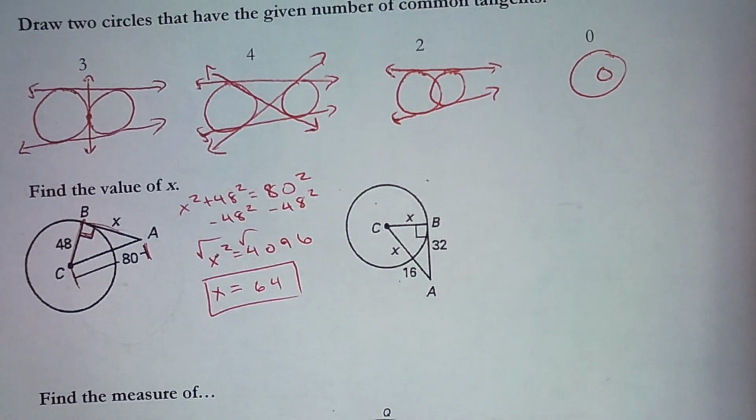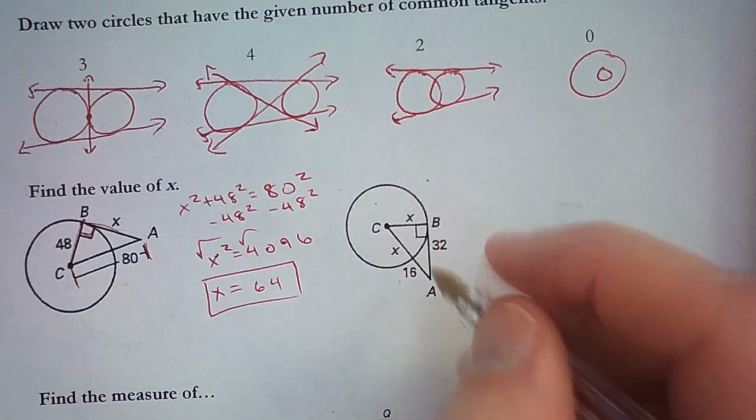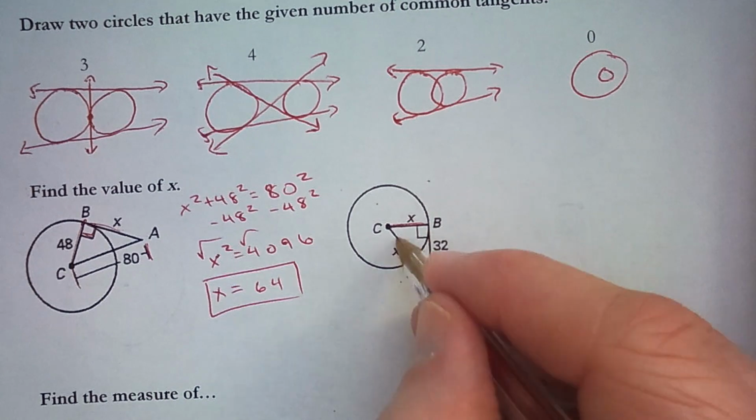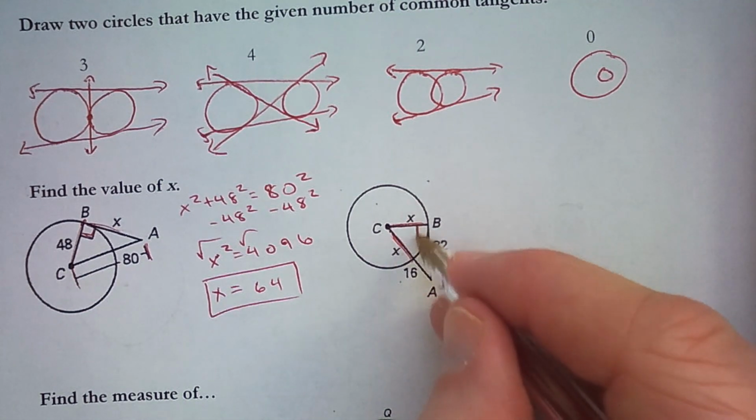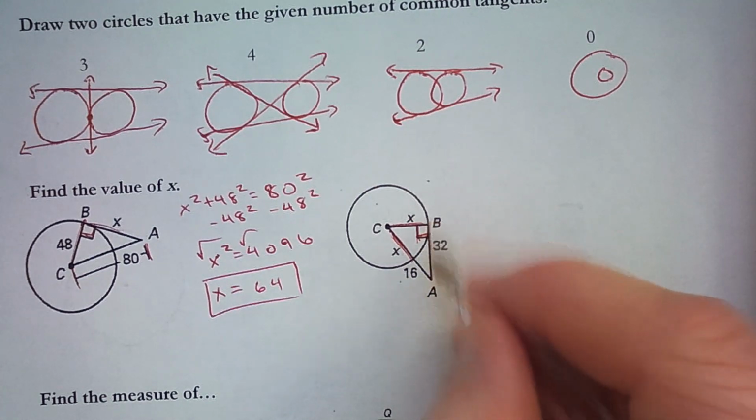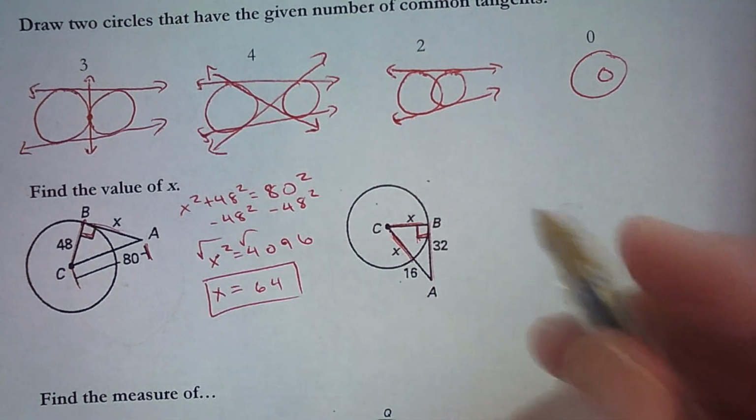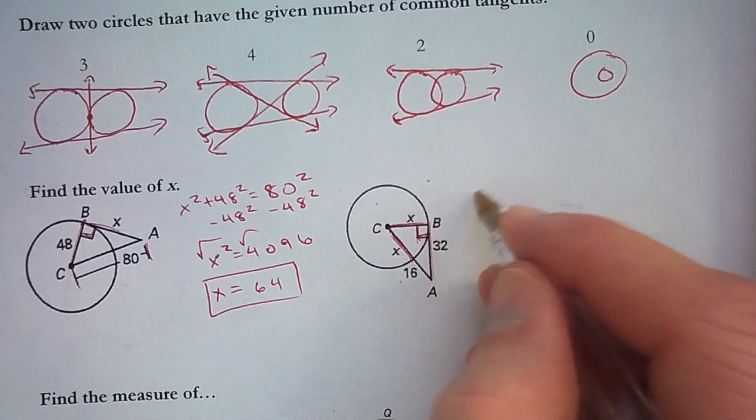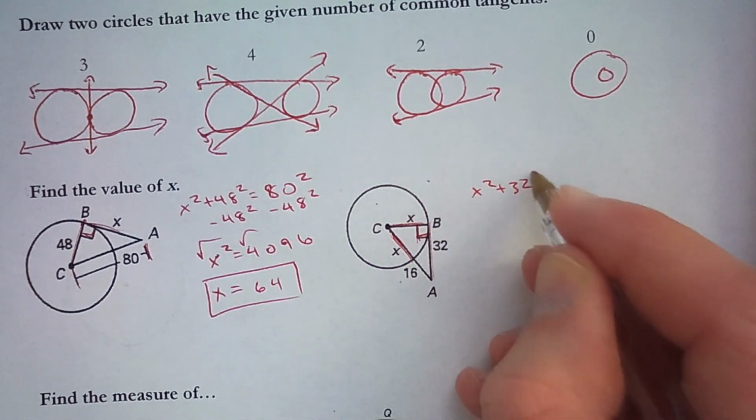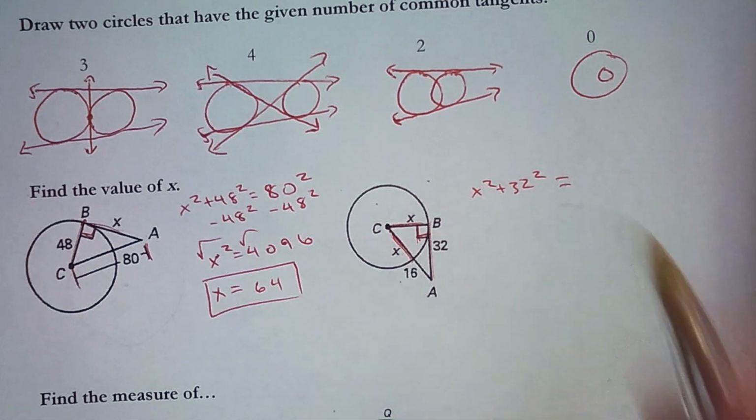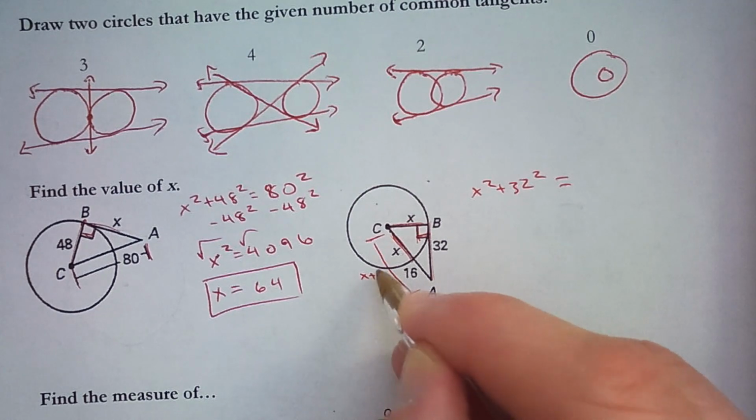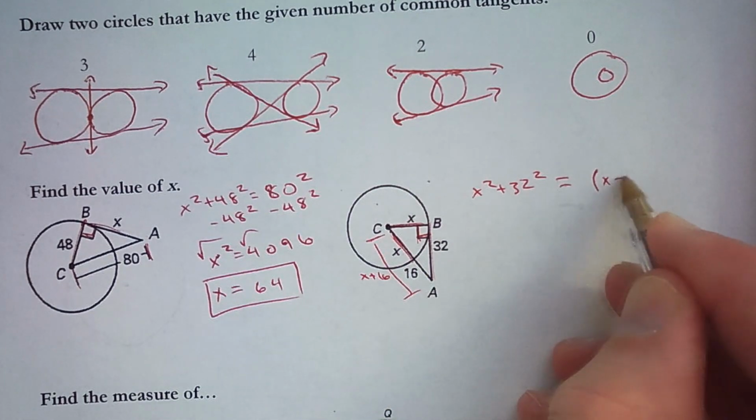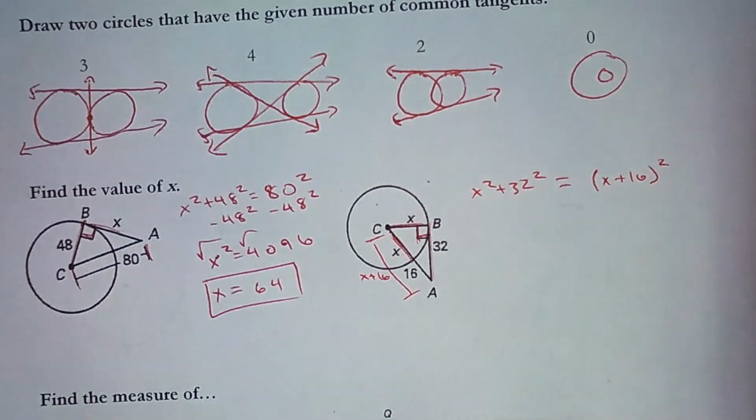Okay, then our last tangent problem, we are once again finding the value of x here, where x is a radius, and we've got another x here that is also a radius. So these will be the same, and it is perpendicular to AB, so that means AB is a tangent. Okay, so we have the 2 legs, x squared plus 32 squared, and that is equal to the hypotenuse, which is x plus 16. So x plus 16 quantity squared.